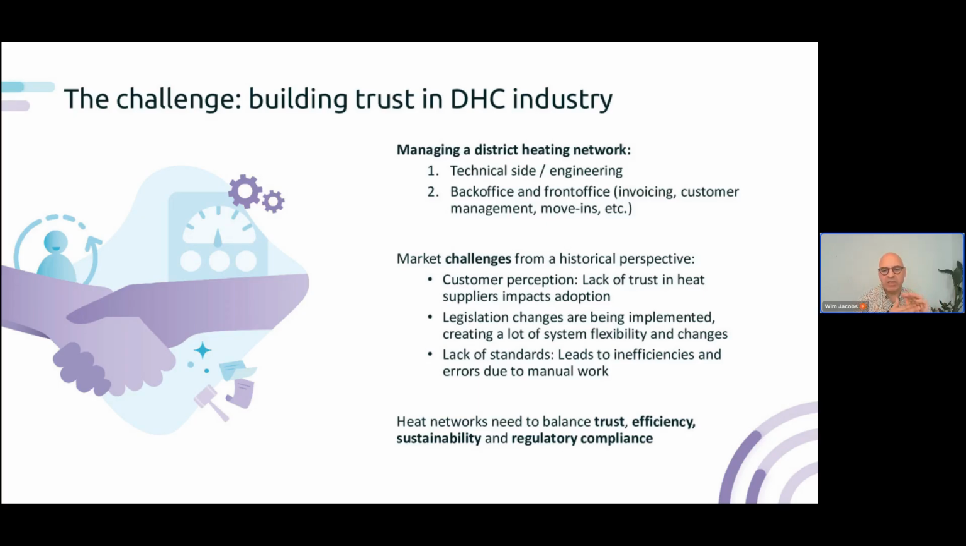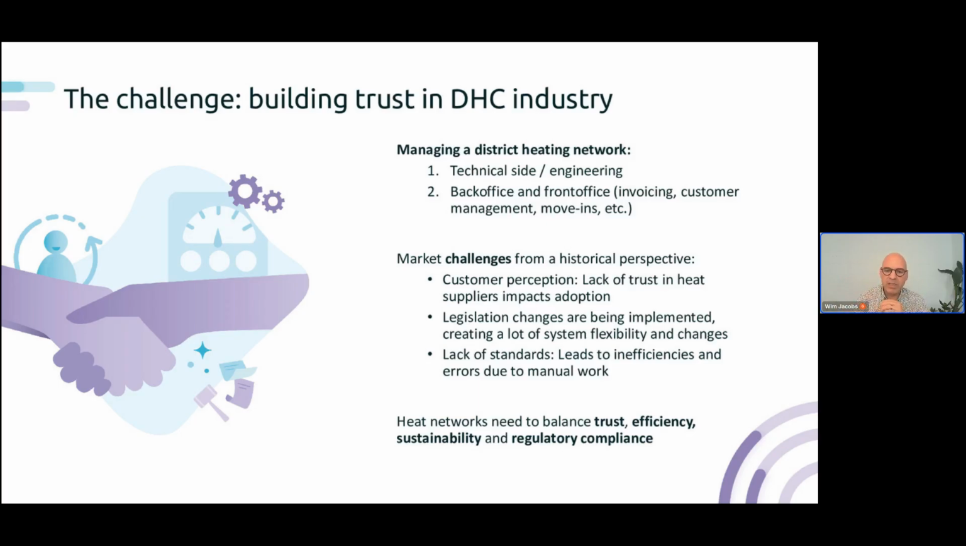First of all, managing a district heating network. Of course, you have the technical side and the engineering side. But of course, as important is really your back office and front office, where you have to deal with invoicing, with your customer management, with dealing with move-ins, move-outs.